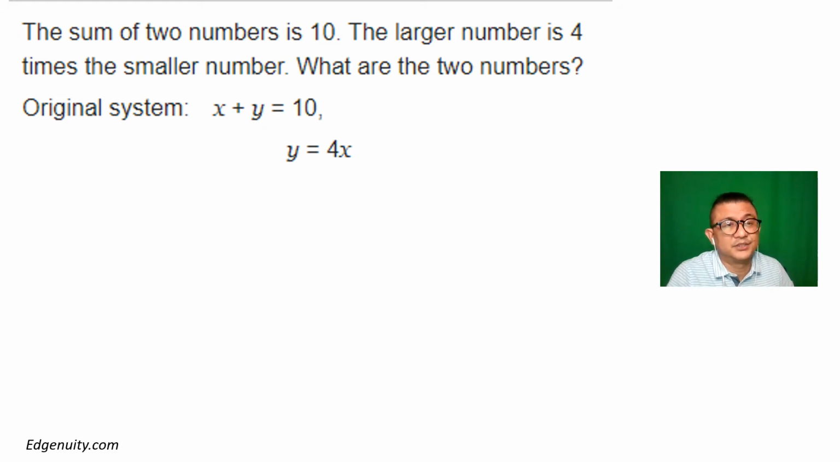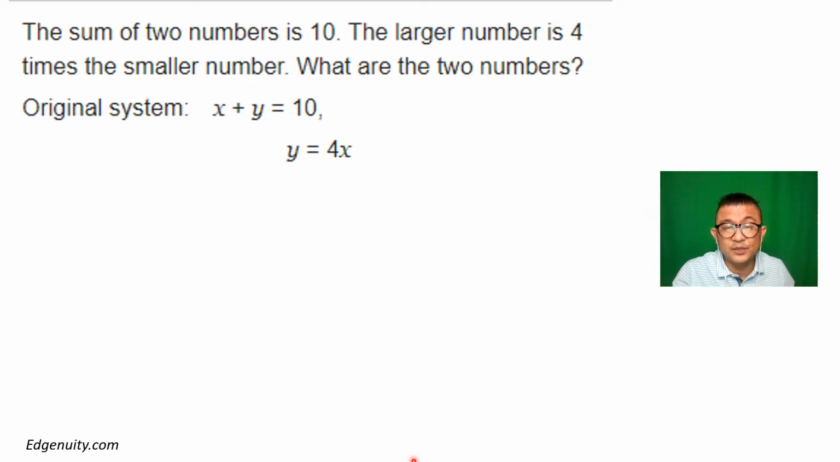All right, let's try now a real life situation problem. It's like a puzzle, okay? Check this out. Let's read the problem first. The sum of two numbers is 10. Something plus something is equal to 10. But the larger number is 4 times the smaller number. What are the two numbers?